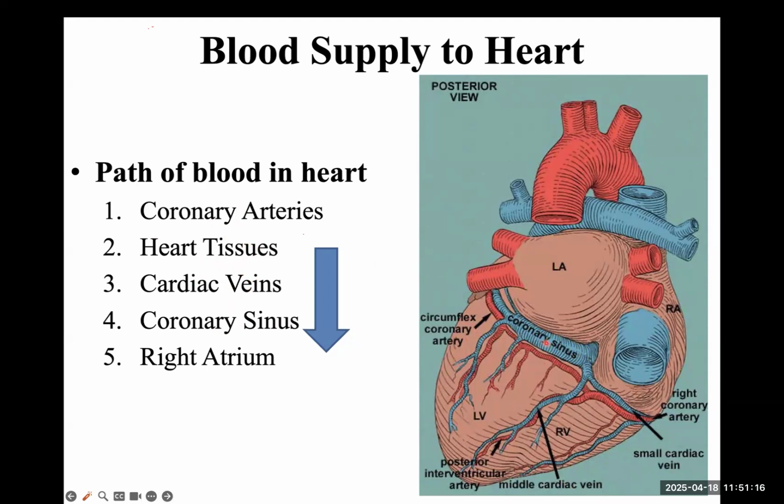So that's going to become a coronary sinus, and once it's into the coronary sinus, it's going to dump all the blood into the right atrium. So this is the posterior side of the heart, because the apex here is pointing in the opposite direction. If you remember from the anterior view, the apex was pointing in this direction. This is the posterior view.